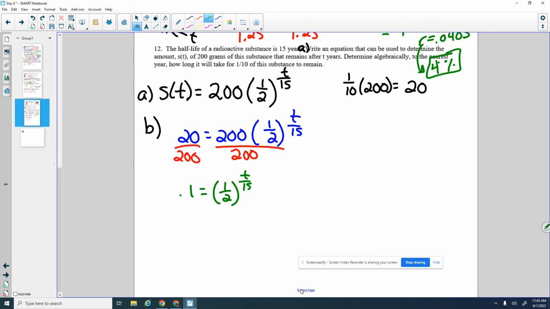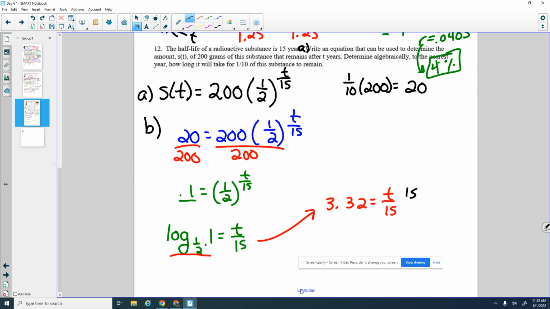So now I am in a situation where I have base to the exponent equals the number. I'm trying to get to the exponent. The t is in the exponent, so I am going to put it in log form. So this is log base 1/2. The number it's equal to is 0.1, and it equals the exponent. If I take this expression here, that is going to give me about 3.32 equals t over 15, and then I'm going to multiply by 15. And so I get that t is 49.8, to the nearest year we want, so that's going to be 50 years.